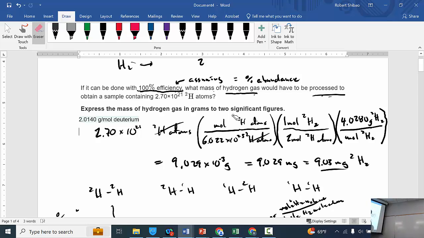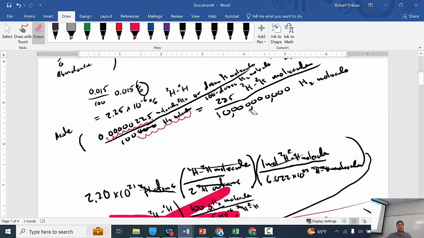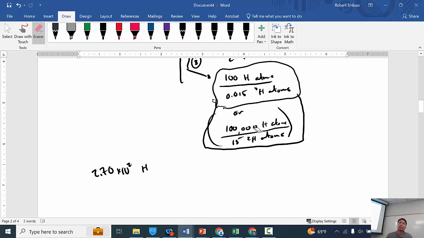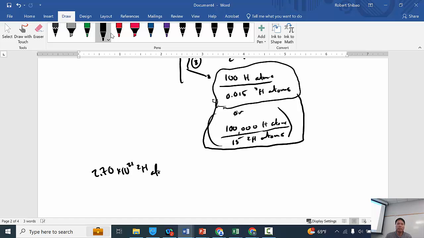Mastering Chem does this, it scrambles the numbers. So just be aware of that. If you're using your friend's number answer, it might be different because the starting number might be different. Yeah. So Tristan, you probably had 2.8. I got 2.7. So I'll just stick with 2.7 in this particular problem. So 2.7 times 10 to the 21st deuterium atoms.